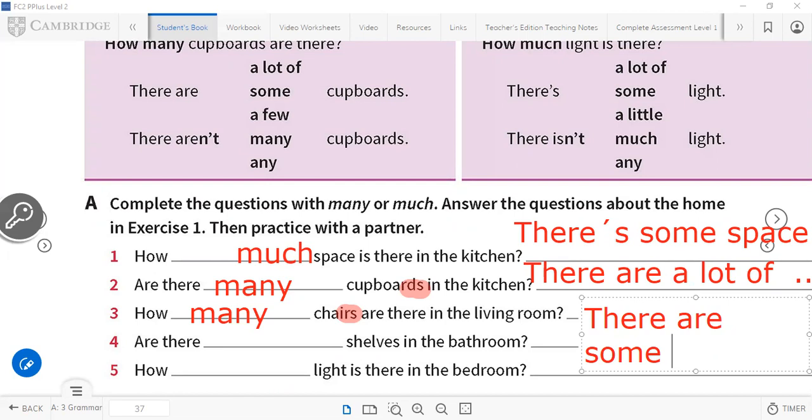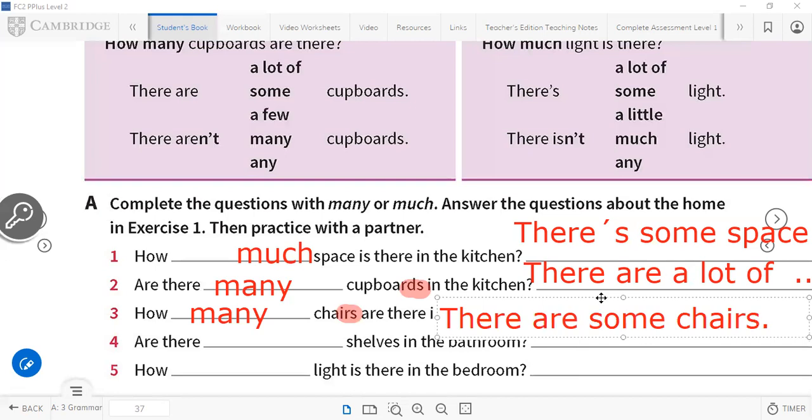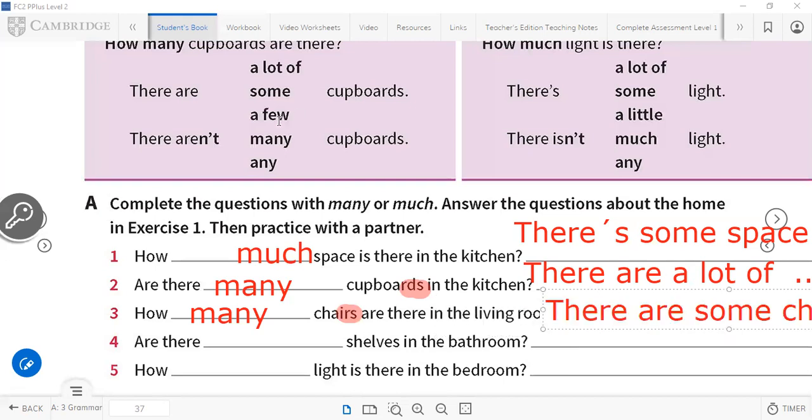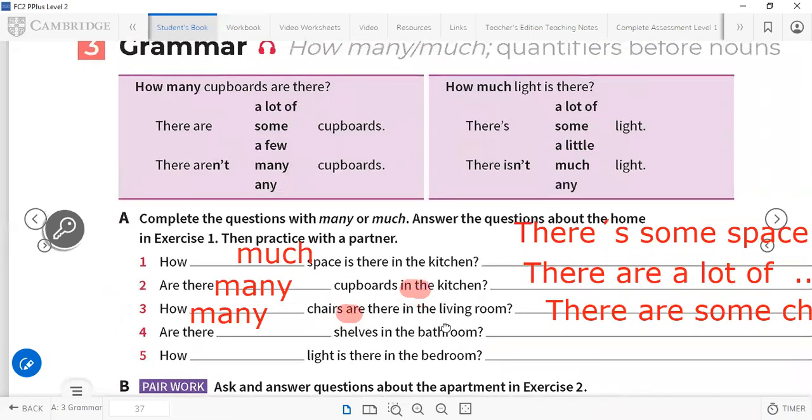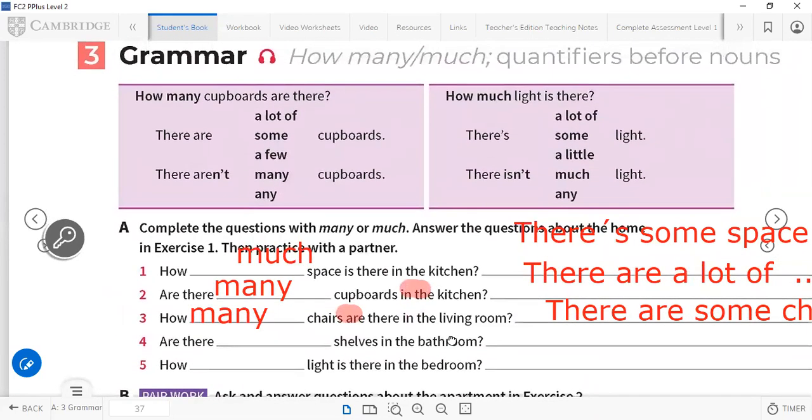Oh, in this case, there are some, excuse me, you can say chairs, not cupboards, excuse me. Some chairs. There are some chairs, for example. The problem is that we don't have so much time, right? Okay, I think it's good.